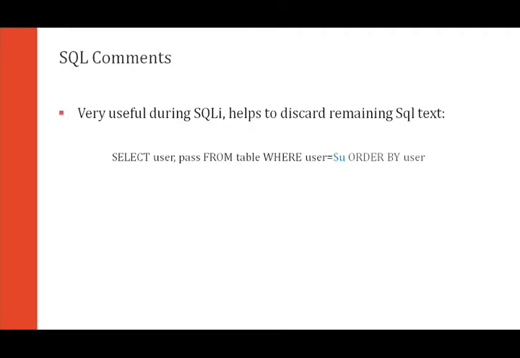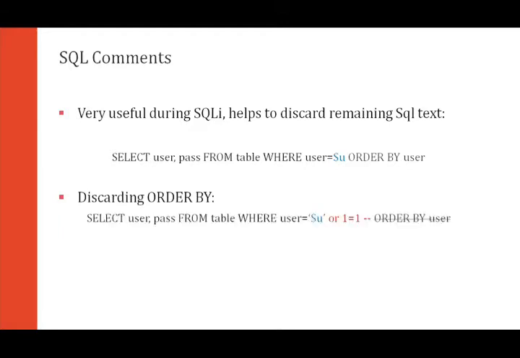Let's say that we have this statement: select user and password from table where user is something and order by user. Let's say that we want to discard the order by at the end. So we inject something like, okay, user equal u, and then in red we can see our injection, which is quote or 1 equal 1 and then dash dash.